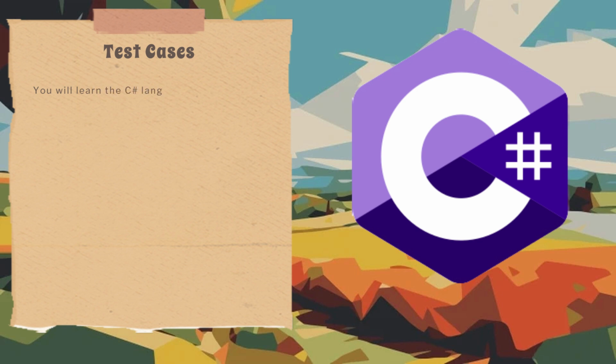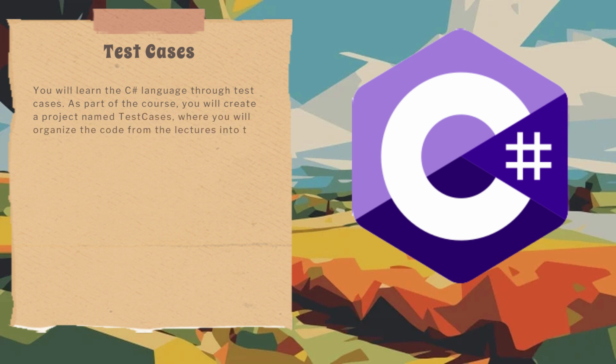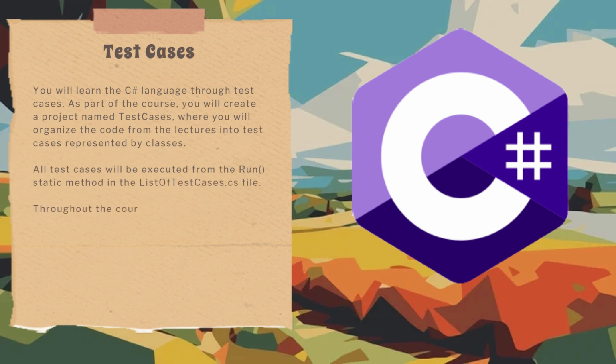You will learn the C# language through test cases. As part of the course, you will create a project named Test Cases, where you will organize the code from the lectures into test cases represented by classes. All test cases will be executed from the Run static method in the ListOfTestCases.cs file.